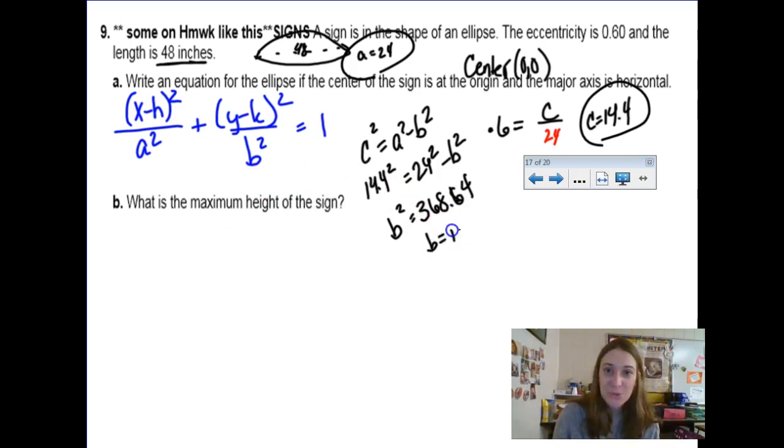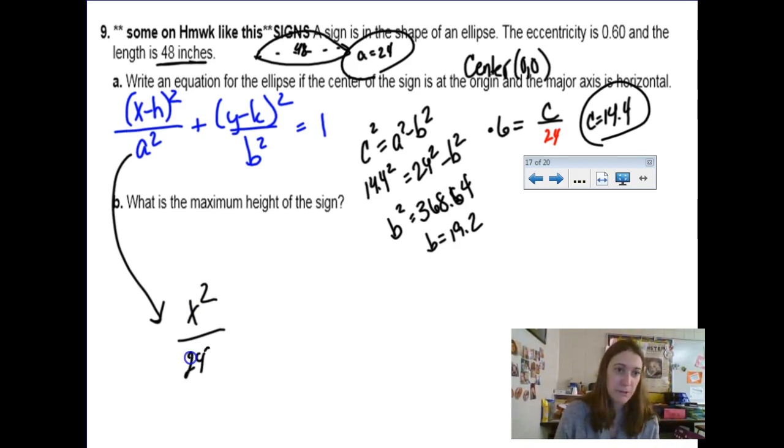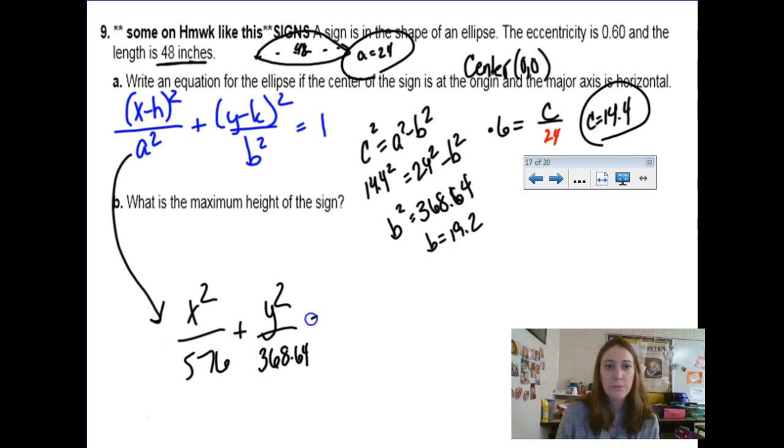I'll go ahead and write that down. It's 19.2. So my formula is, I'm going to write down here, x minus 0 squared, so x squared over a squared, so I'm just going to write 24 squared, plus y minus 0 squared, so y squared over b squared, which is 368.64. Should have simplified that, I suppose. 576, for those of you who are curious. And then equals 1.